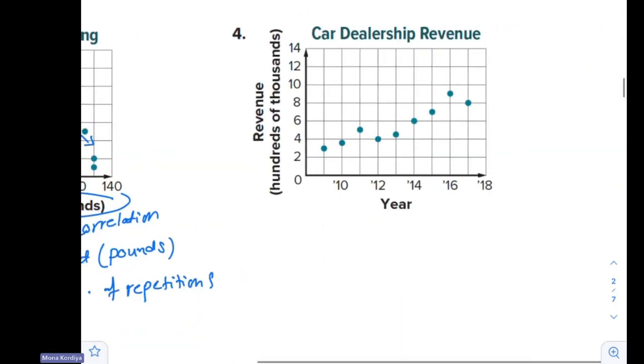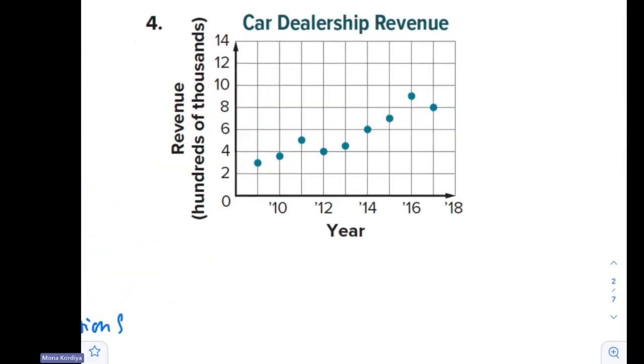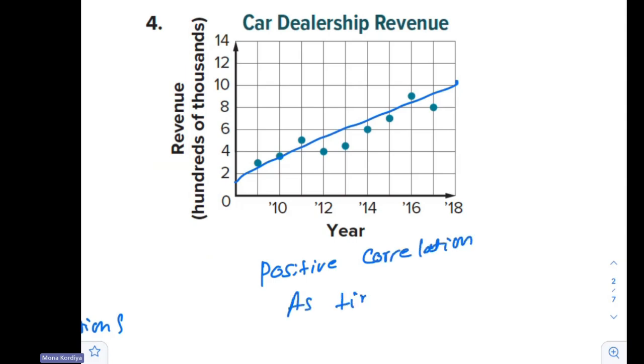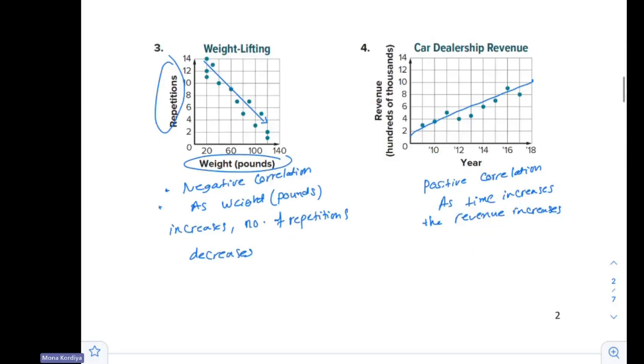You have here car dealership revenue. As you see, it is going up. However, it's not going up fast, but it shows positive correlation. Positive correlation. As time increases, the revenue increases. So this shows positive correlation.